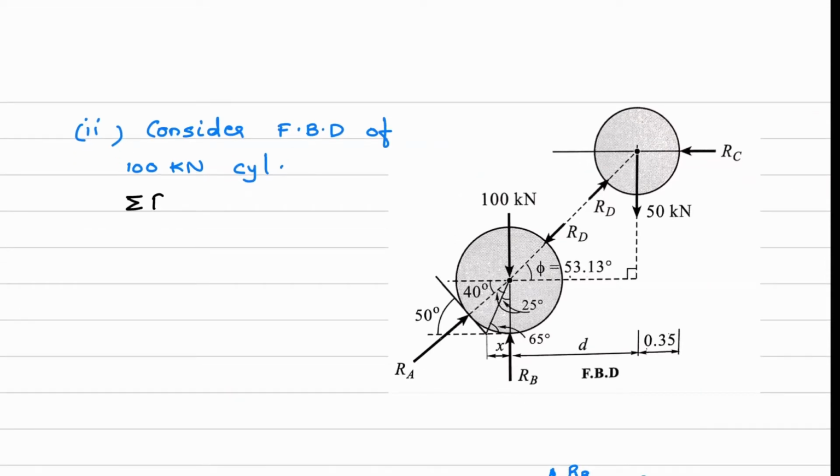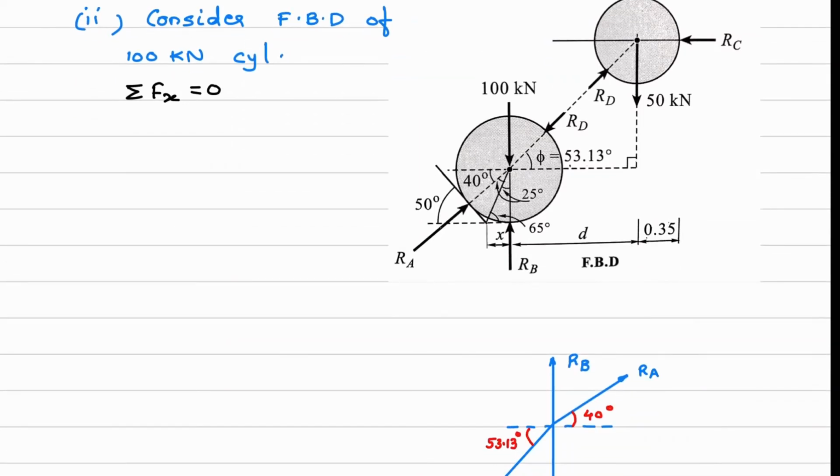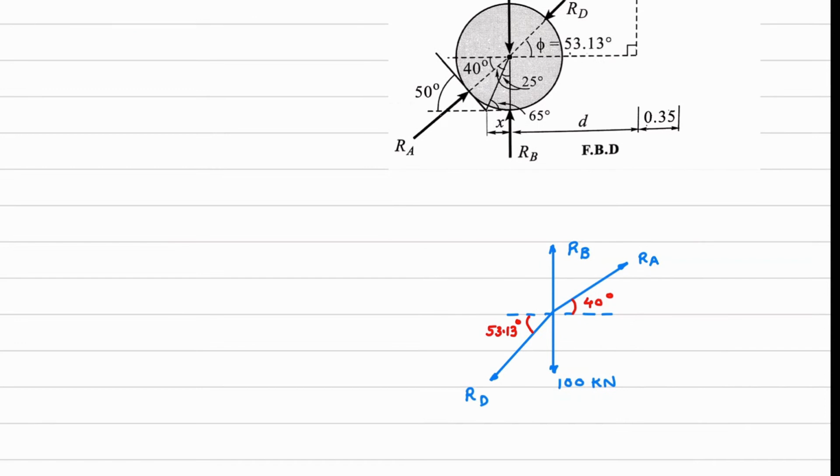Summation Fx is equal to 0. What will be summation Fx equal to 0? We have to resolve this. So RA x component, I'll resolve it over here. So this will be the x component, and this will be the y component. The angle is over here. Then for this one also, this is the x component and this is the y component. The angle is with respect to x-axis. So I have resolved this.